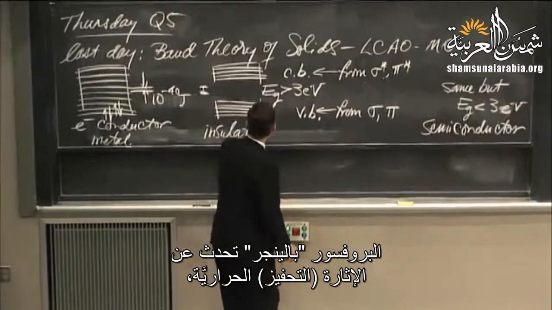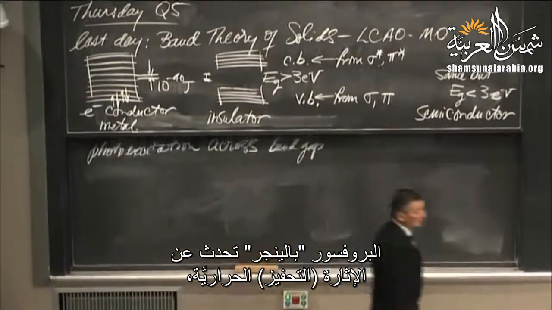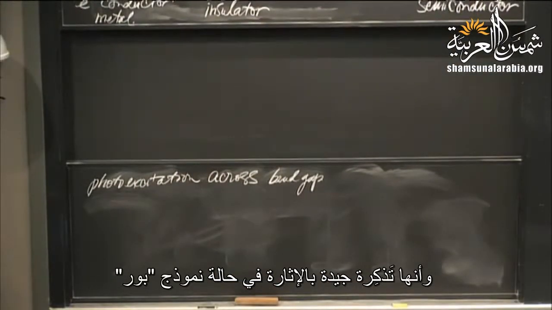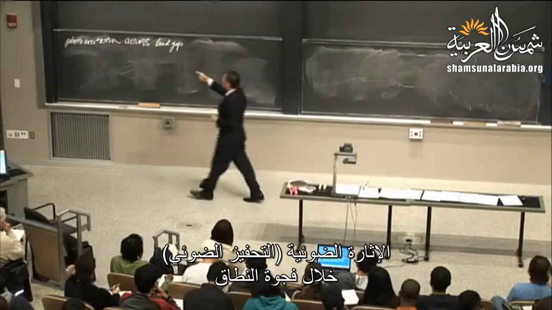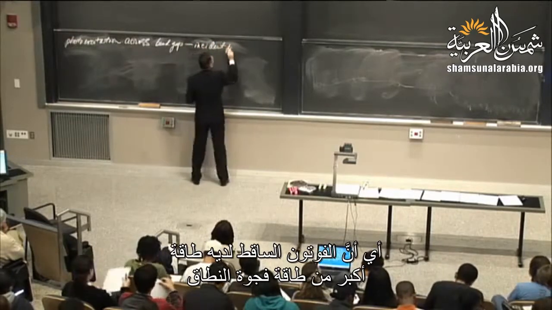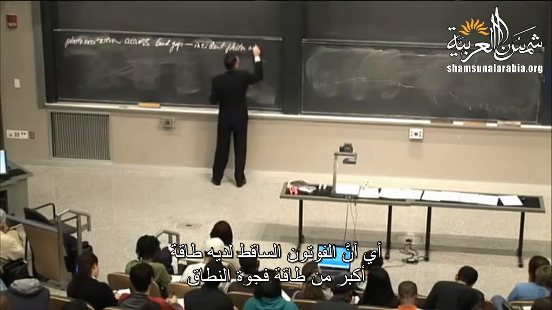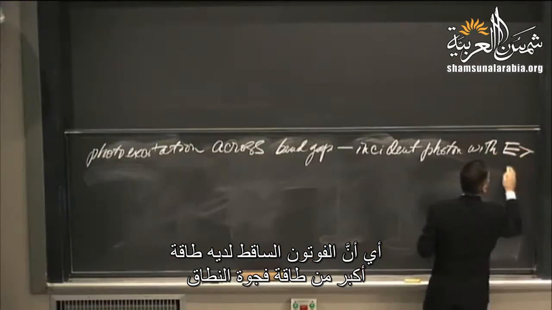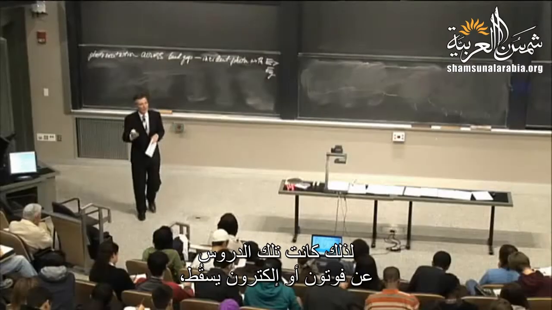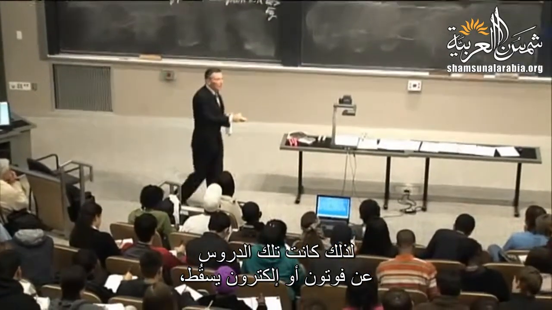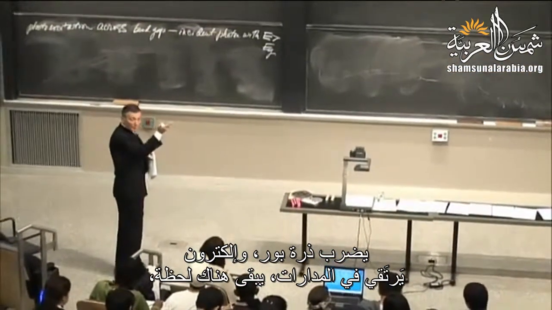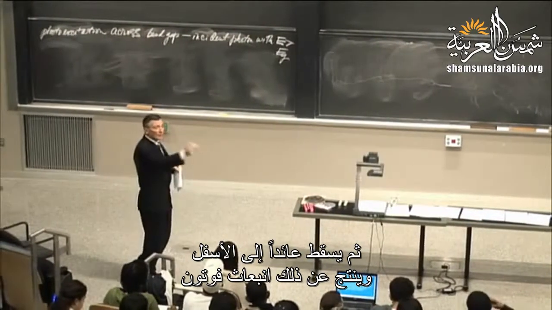I know Professor Ballinger talked about thermal excitation last day, and it's very reminiscent of excitation in the case of the Bohr model. Photoexcitation across the band gap: an incident photon with energy greater than the energy of the band gap. And it's the same drill as you've seen before. That's why those early lessons: a photon comes in or an electron comes in, strikes the Bohr atom, the electron rises up, momentarily sits there, falls back down, and a photon is emitted.